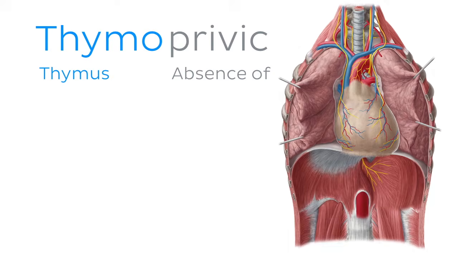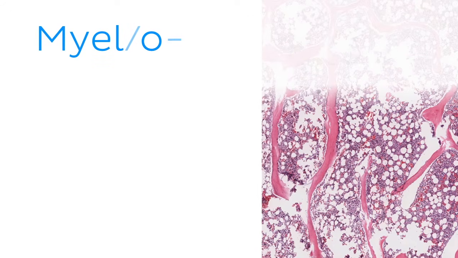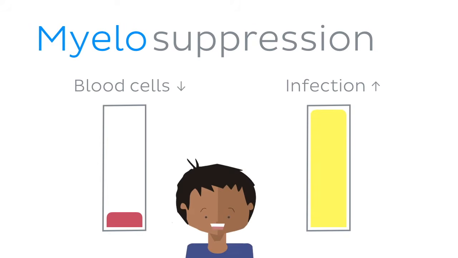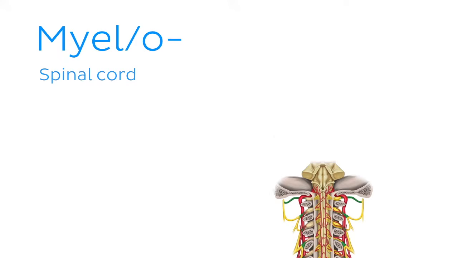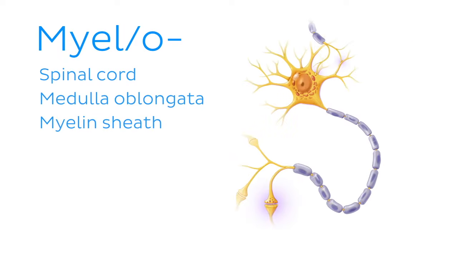The other primary lymphoid organ is red bone marrow. The root word related to this is myel or myelo with the O at the end, as in myelosuppression, a condition in which the ability of bone marrow to produce blood cells is reduced, resulting in an increased risk of infection. But don't get caught off guard with this root, because myelo can also refer to the spinal cord, medulla oblongata, or even the myelin sheath of nerve cells.